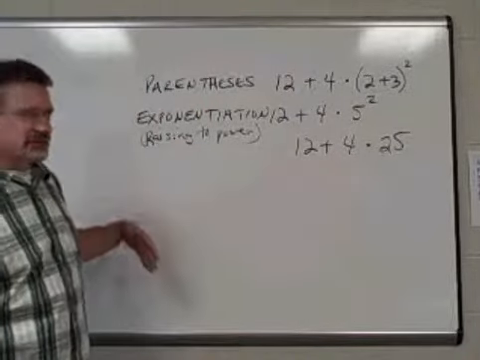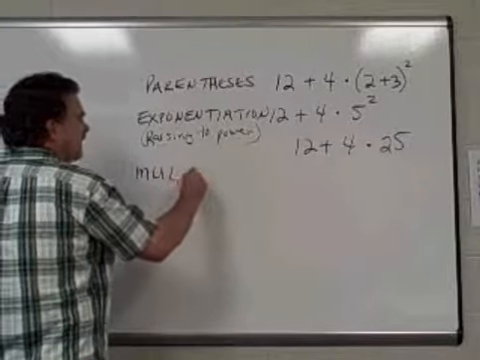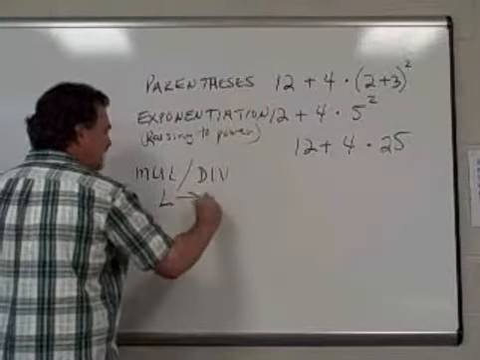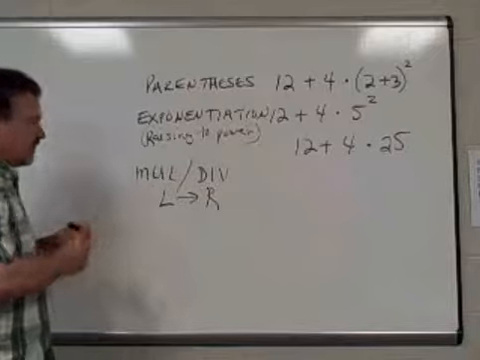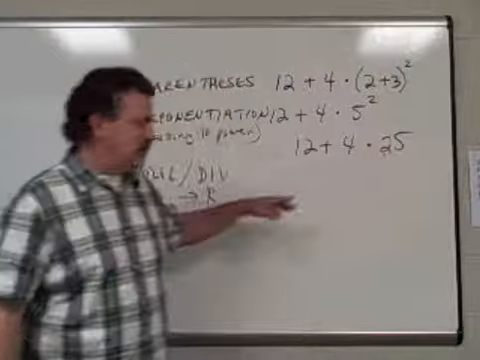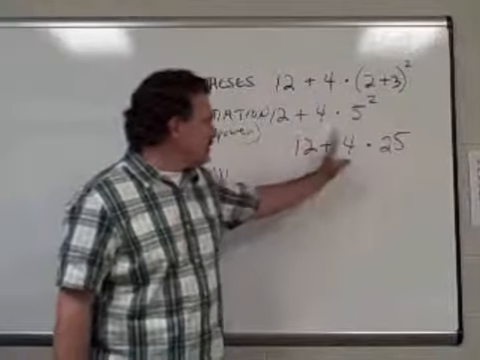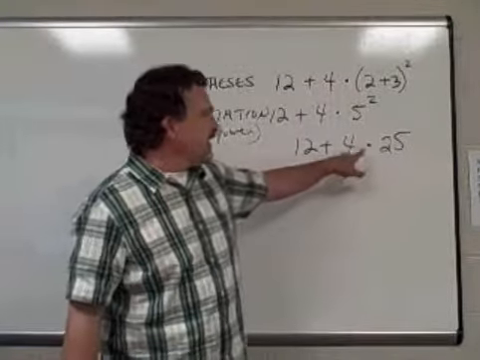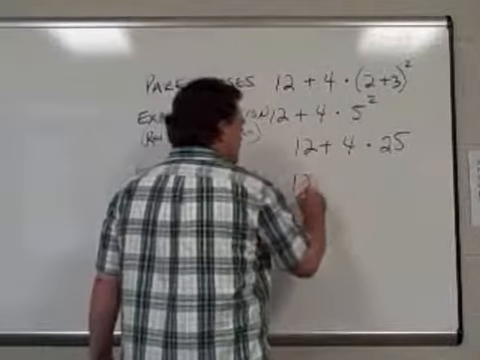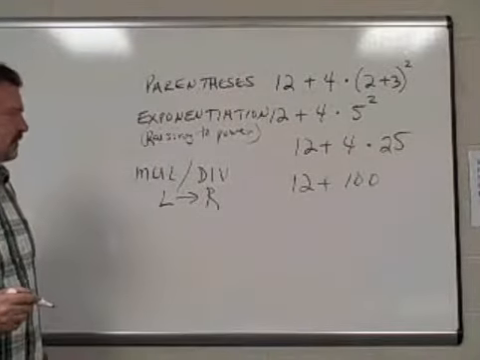Now the next operations in our order of operations are multiplication and division. And we work them from left to right. So we start at the left side of the expression and we move to the right until we run into any multiplications or divisions, and we do those next. Well, when we do that, the first thing we see is an addition and then a multiplication. So the multiplication has precedence over addition. So this becomes 12 plus 4 times 25, which is 100.